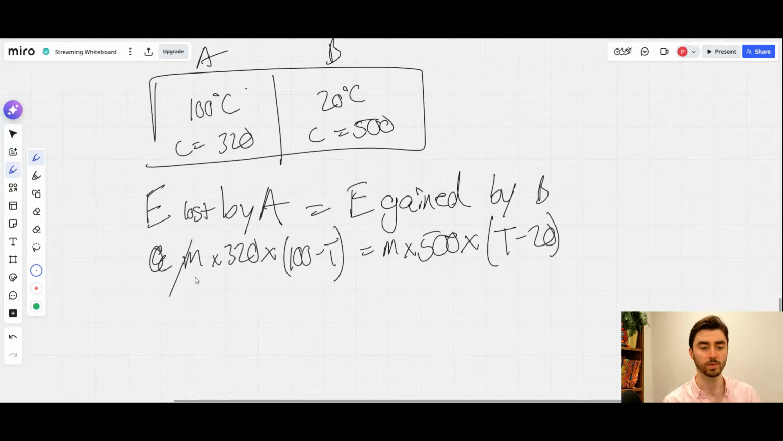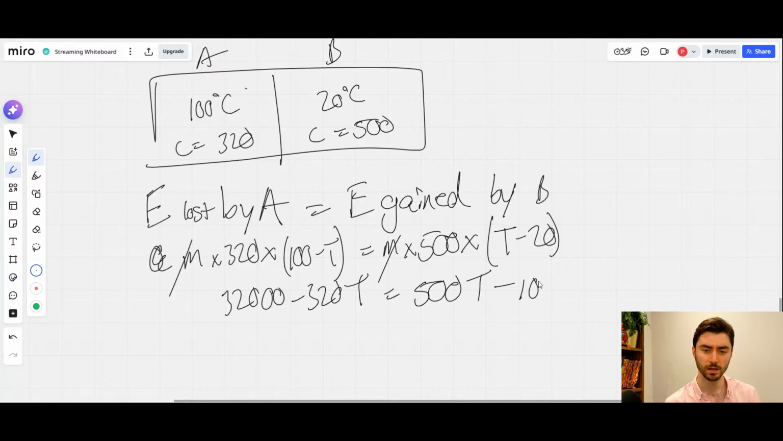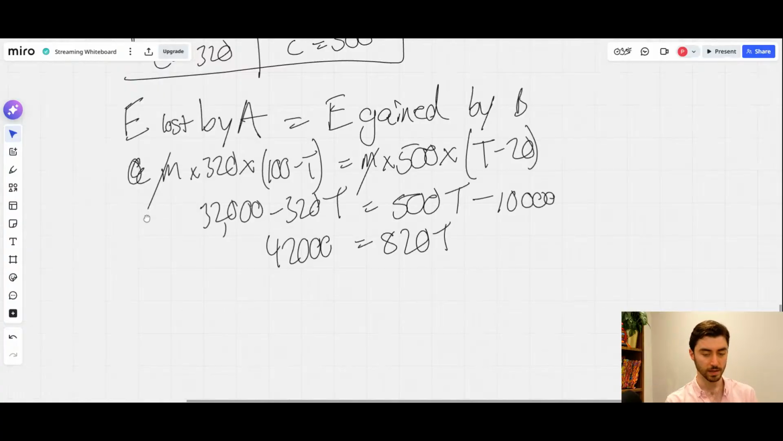And so we can cancel the M's and we can rearrange this. I don't know why I picked such numbers, but hey-oh. So 32,000 minus 320T equals 500T minus 10,000. Let me just rely on the little trusty calculator, because my brain's not braining today. So 500 times 20 is very much 10,000, because I also just don't want to make a mistake. That would be rude to you guys. So it's for your benefit. You're welcome. So 42,000 would be equal to 820T. So 42,000 divided by 820 would give me a T of 51.2 degrees C.